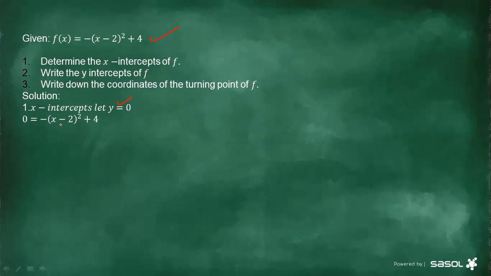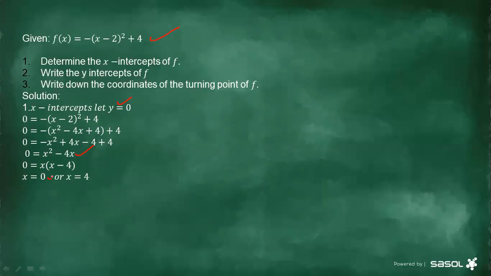Then, for you to get the x-intercept, you can now open the bracket, apply FOIL, and add the like terms, and this is what we're going to have as a standard form. Then you can see there is a common factor there, which is x. Thereafter, we can solve the value of x. The first x equals 0, and the other x equals positive 4. So we have just answered the question.